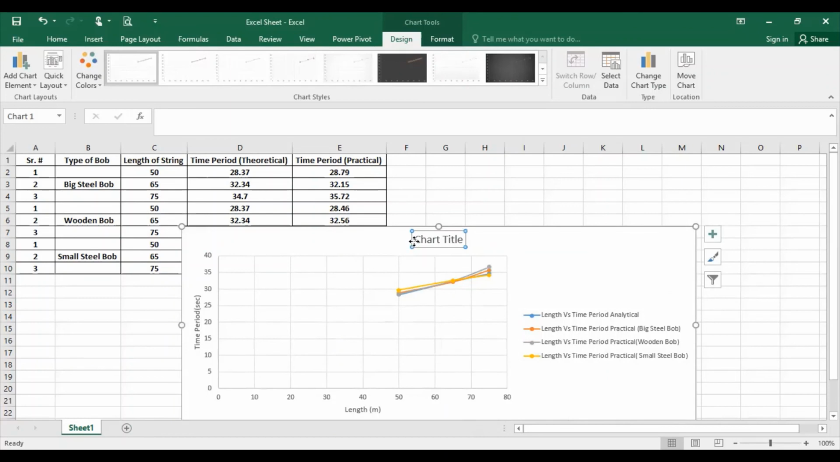You can write down the chart title over here: simple pendulum. So that's it for this. I think you will understand it. You will get my point. How can you do that? So it's over. Thank you.